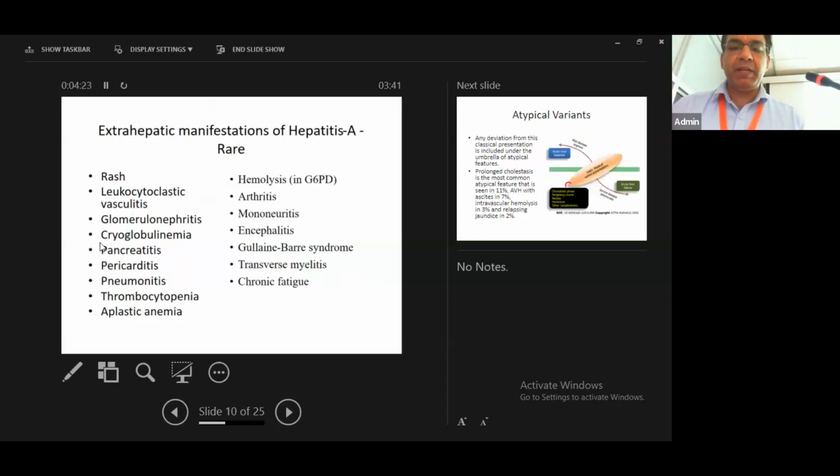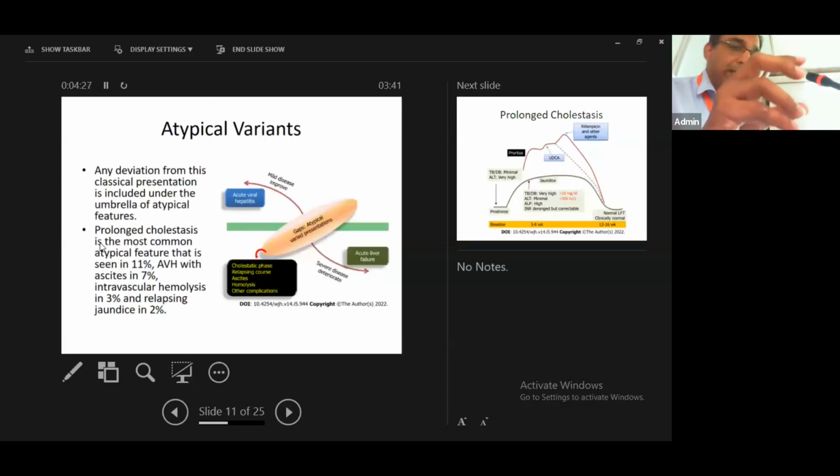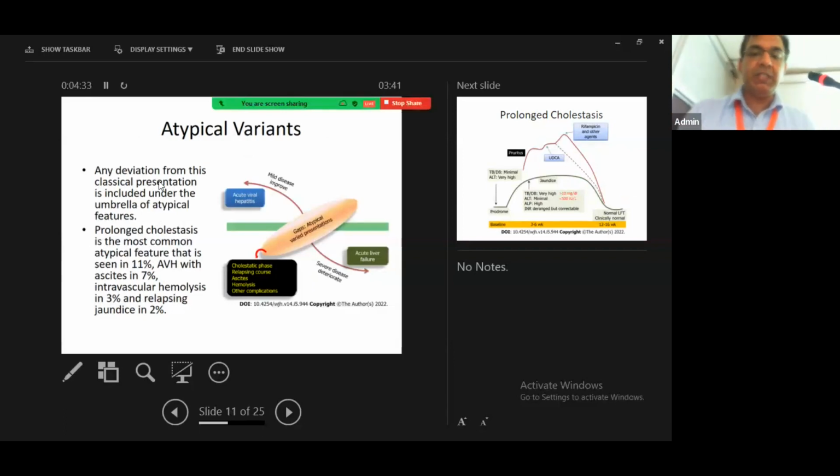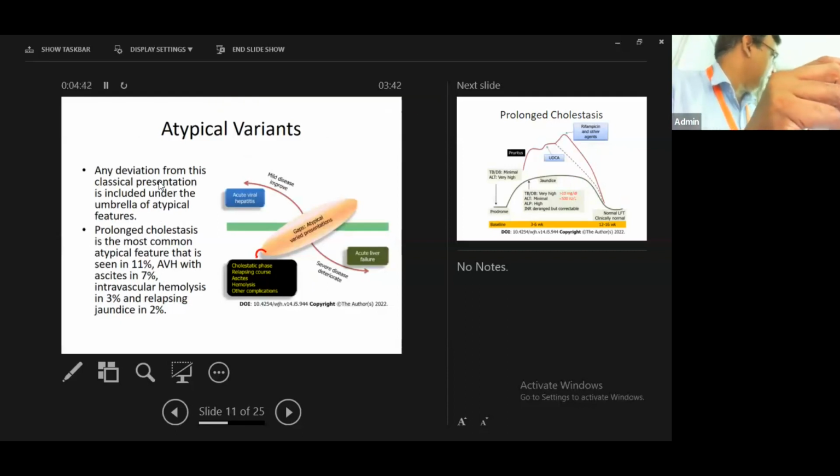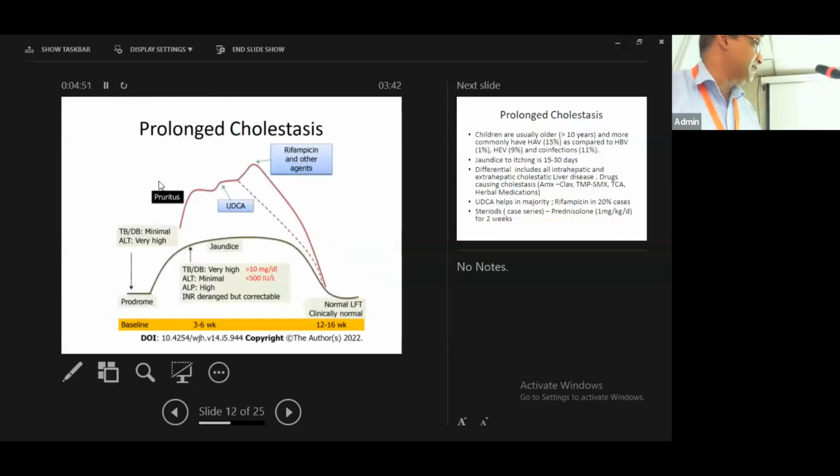These are extrahepatic manifestations. I'll not go into detail. However, what we need to highlight is the atypical variants. Atypical variants are any deviation from the classical presentation, and the most common atypical presentation is cholestasis, around 15 to 17%, along with relapsing hepatitis, ascites and intravascular hemolysis. I'll be discussing in a few slides what we mean by prolonged cholestasis.